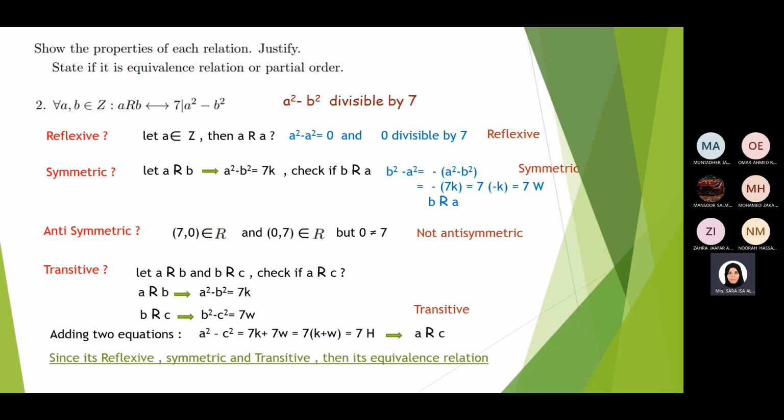Is it a partial order relation? No. For a partial order, it must be reflexive, anti-symmetric and transitive. But it is not anti-symmetric, so in this case it is not a partial order. Okay, to know equivalence I only check these three properties. I will not check anti-symmetric for equivalence, but I have to check it for partial order.